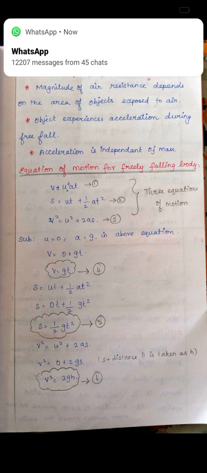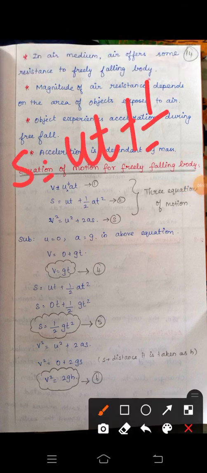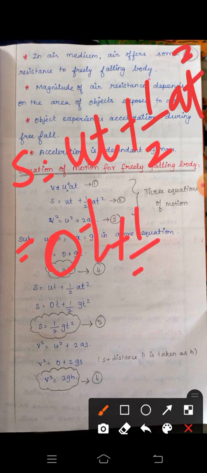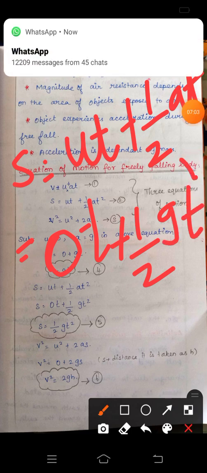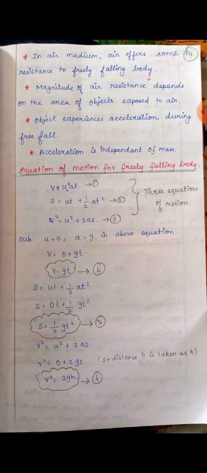Now we are taking the second equation. What is the second equation? s is equal to ut plus half at square. For u we are substituting 0, so 0 into t is 0, and for a we substitute g. So s is equal to half g t square. This is the value of s. Are you clear?